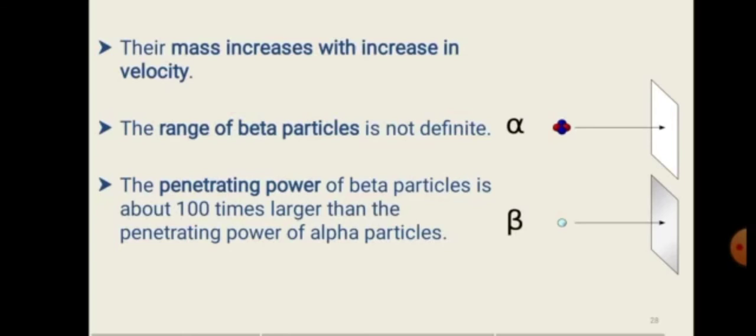And the next is about the penetrating power. The penetrating power of beta particles is about 100 times larger than the penetrating power of alpha particles. That is, they can pass through a 1 millimeter thick sheet of aluminium.